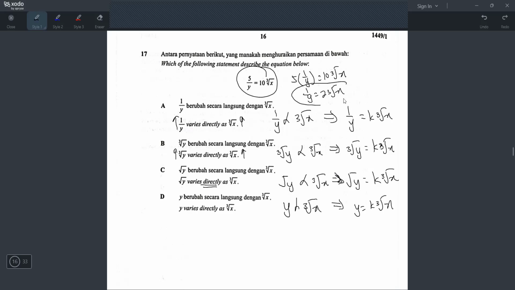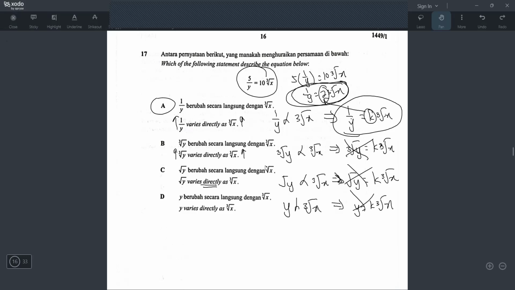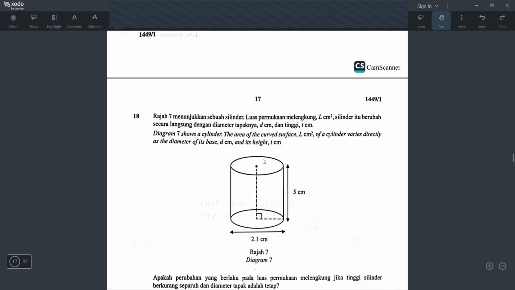So after you reach here, it's very clear already which one is the answer. So 1 over y on this side. So this is wrong, this is wrong, this is wrong. So A is the answer, right? So you can see this and this looks exactly the same. 1 over y, 1 over y. Cube root x, cube root x. It means the k is 2 lah. The constant is 2. Okay, so the answer is A lah. Yeah, so this is very straightforward. If you understand how to do variation, this will be very easy to you.